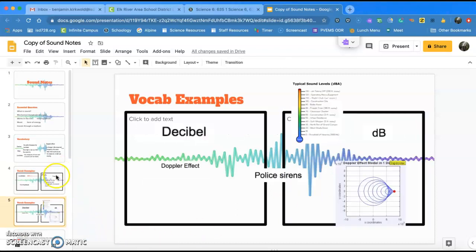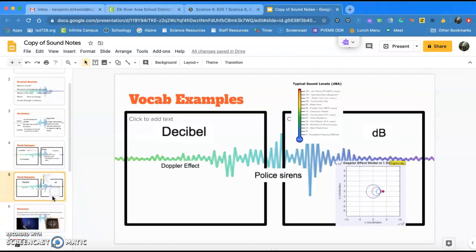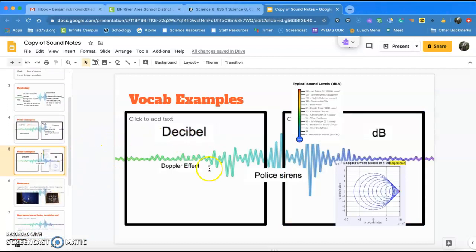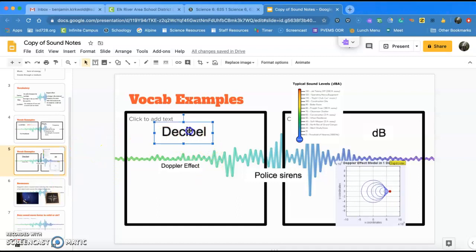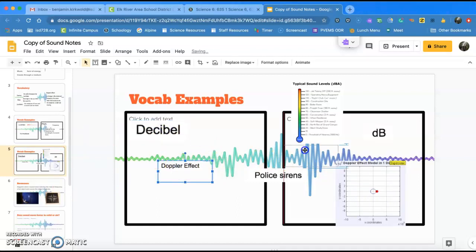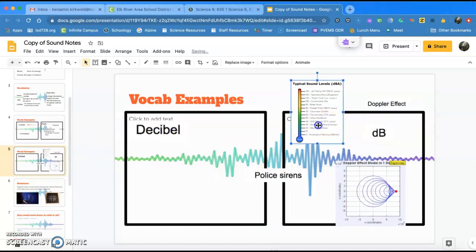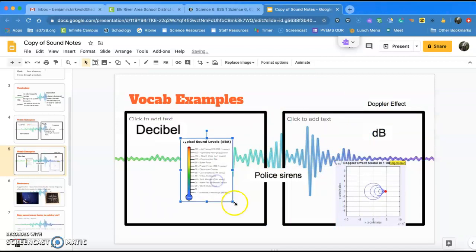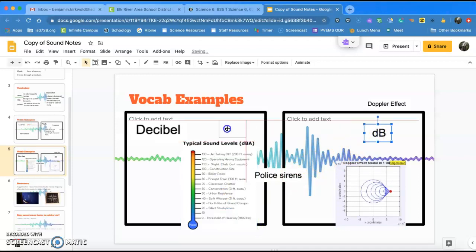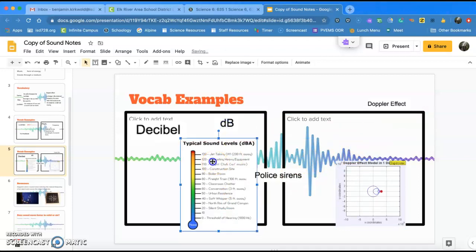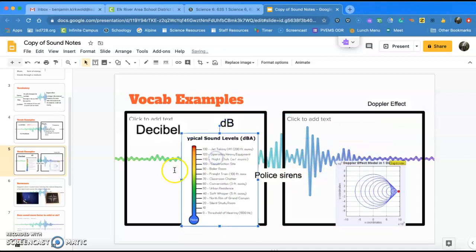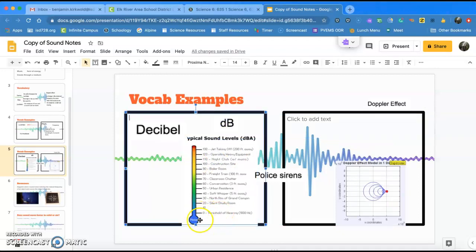So on slide 5 now, if we take a look, decibel, I talked about this decibel chart that's going to be coming our way. So decibel, if you look at this chart, I know it's a little bit small. You can make it a little bit bigger. The dB goes over here too. Decibels, typical sound levels. If you take a look at here, 0 is the threshold of hearing.